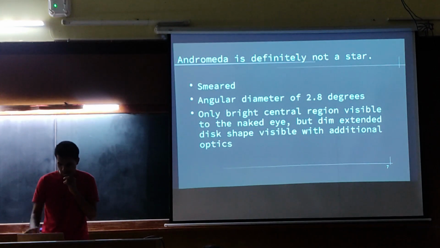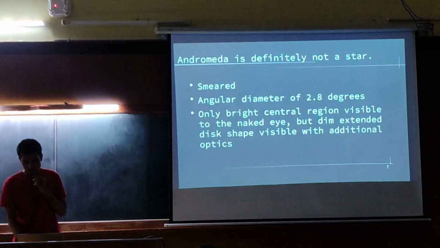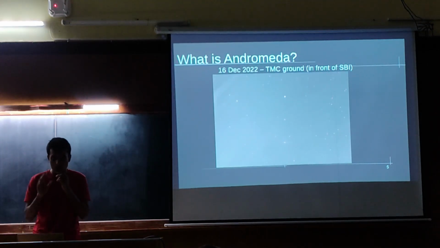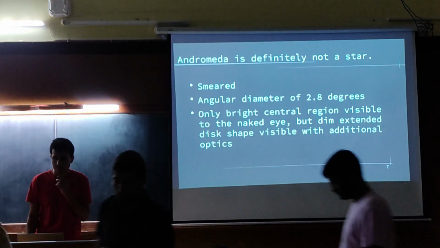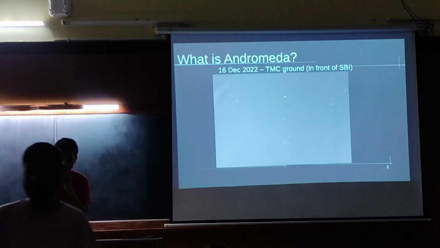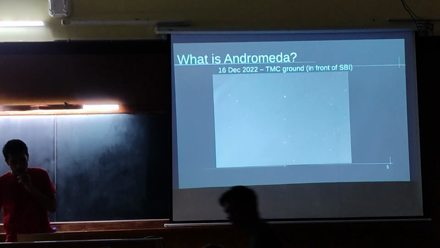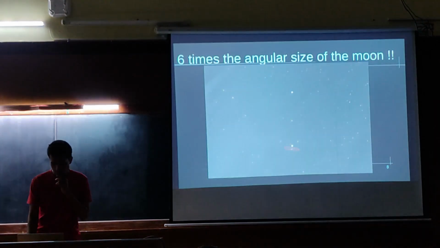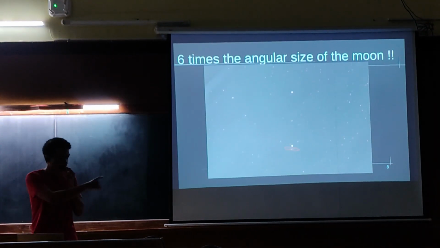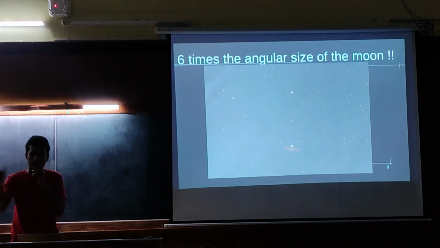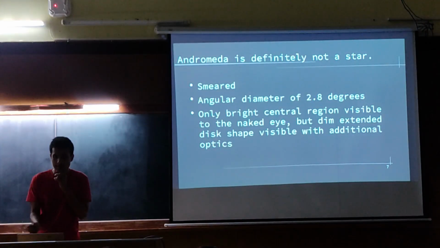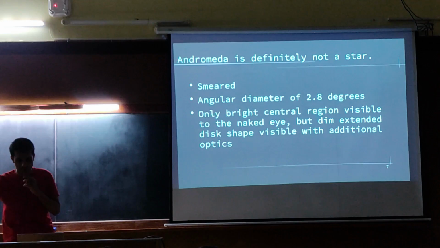So a few things about this image which we noticed at first look. The image is smeared. It's not a point object like the stars you see in the sky, and it's very large. This image covers a huge swath of the sky. For comparison, the white dot drawn in this image is approximately the size of the moon in the sky. So Andromeda is much bigger than the moon. The moon is about half a degree in angular diameter, but Andromeda is about 2.8 degrees across. So it's about 6 times larger than the moon.